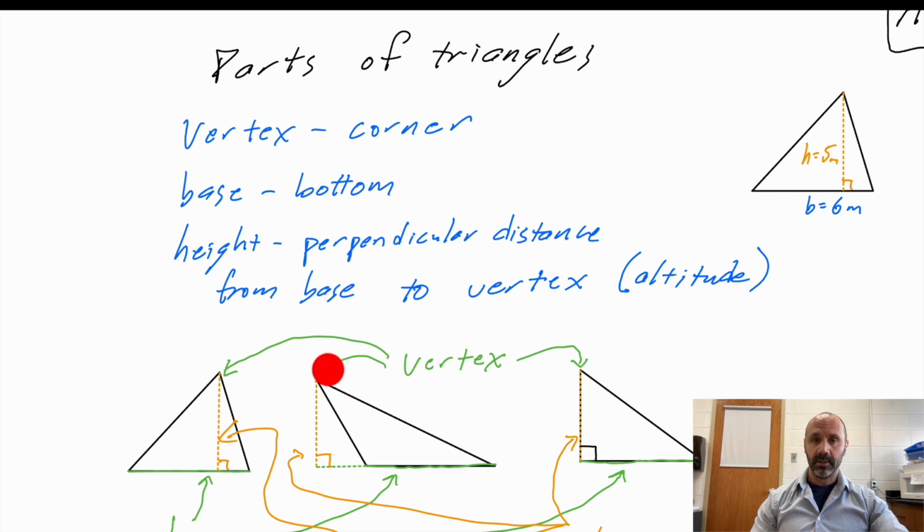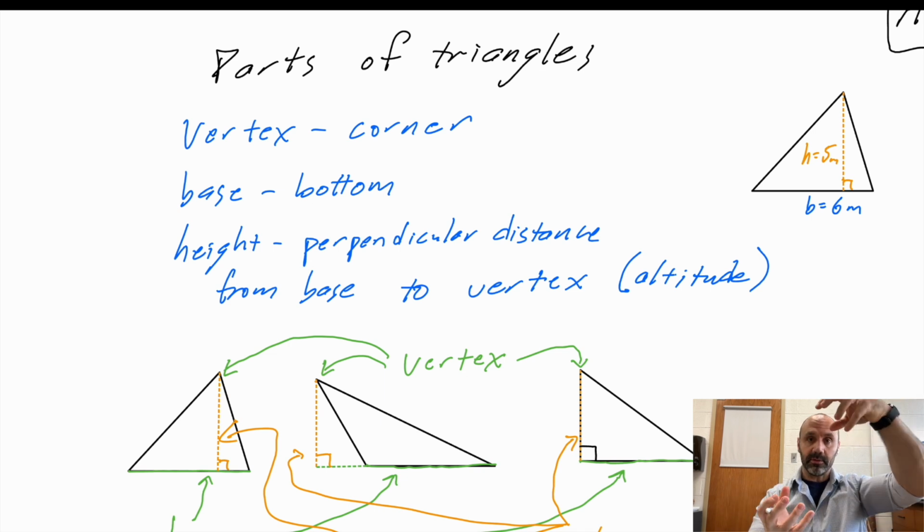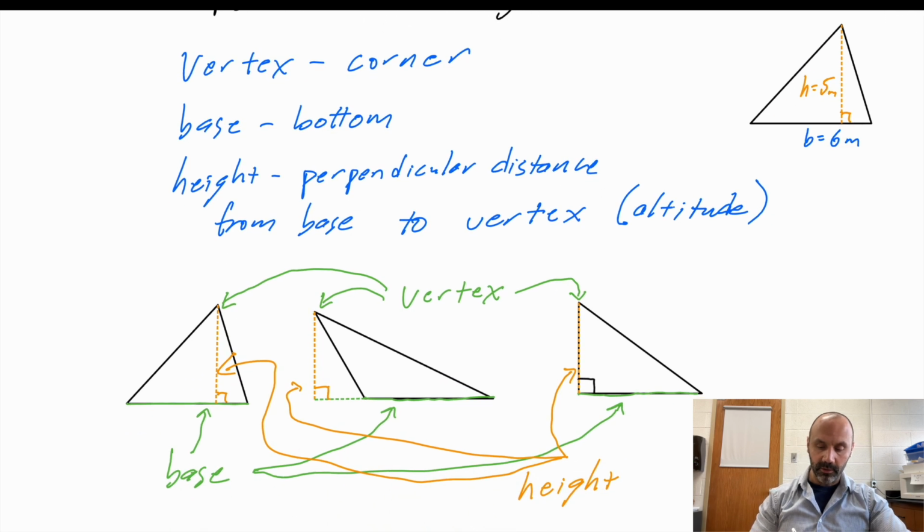Vertices is just the plural of vertex. It's like index and indices, that kind of thing. So anyway, the base just refers to the bottom. The base can be any side of the triangle. It doesn't have to be, because if you take a triangle and you turn it, now you've got a different base.